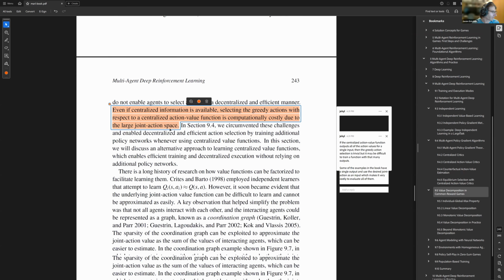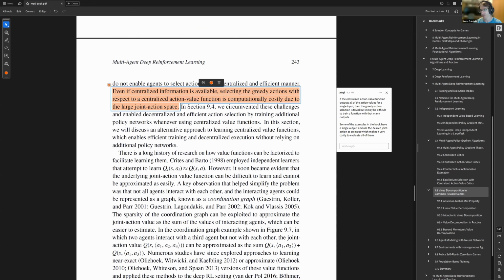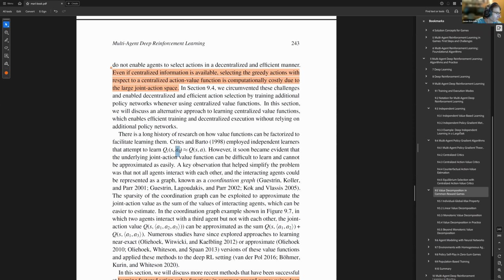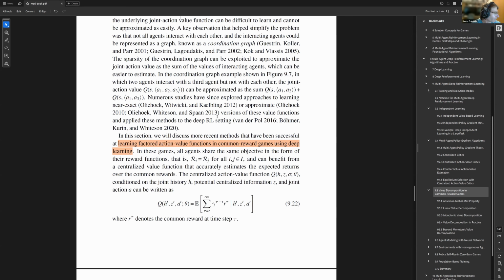There's this comment in the book about it being computationally costly to evaluate the joint action space. It's related to what I said, where if your function outputs all the joint actions, this is not true. It's easy to look at that. But they're talking about an architecture where the actual joint action you're interested in is an input to the function. In that case, you're talking about a forward pass of the function for every single joint action you're interested in evaluating. And that can get very difficult.